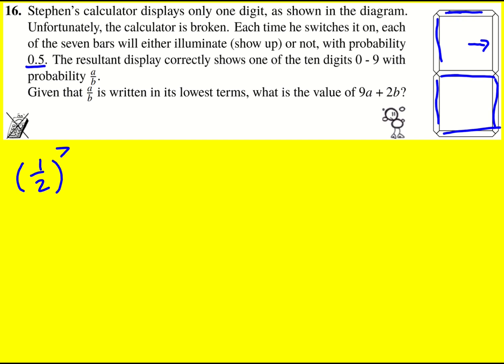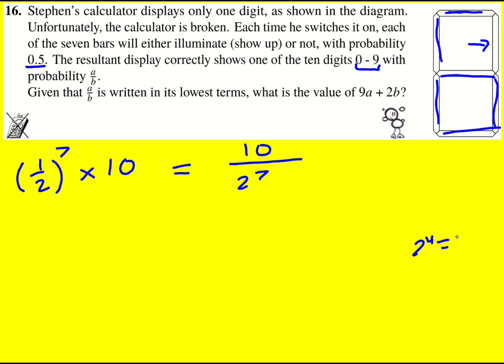But remember, if I got an 8, that would also count as the result being correct. So there's actually 10 digits that it could be correct. Each one is going to be a half to the power of 7 because it just has to be on or off for each one. So the answer is going to be a half to the power of 7 times 10. So that is going to be 10 over 2 to the power of 7.